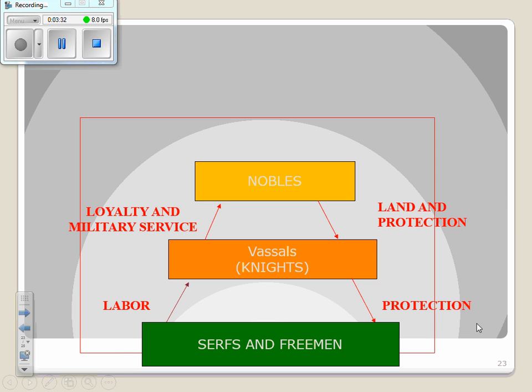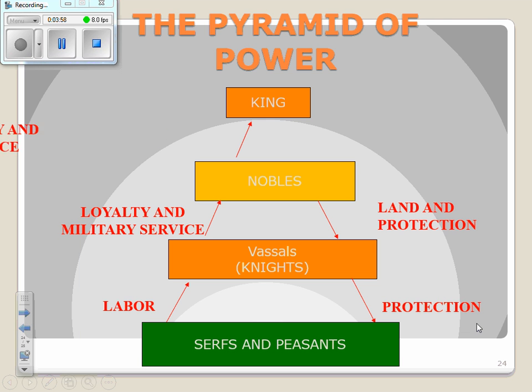So the serfs and the peasants provide labor to the knights. The knights provide protection to the serfs and the peasants. The peasants provide labor to the knights, and the knights provide loyalty and military service to the nobles. In exchange, the nobles provide land and protection to the knights. They give the knights a place to stay, a place to live. All right. And then finally, we have our king or queen.